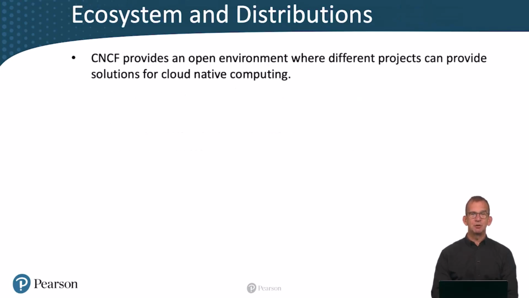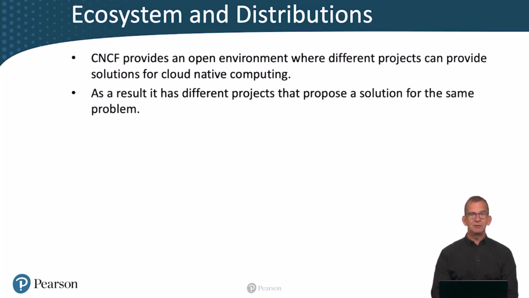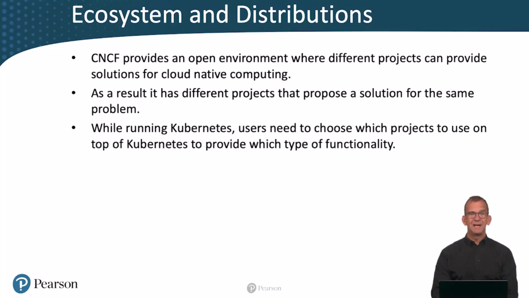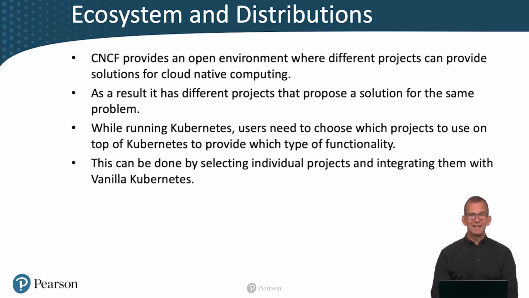Now, CNCF provides an open environment where different projects can provide solutions for cloud-native computing. It's a healthy ecosystem, and as such, the result is that different projects exist that propose a solution for the same problem. So sometimes there are multiple alternatives and you need to choose. And that's what's going on where you are running Kubernetes. Users need to choose which projects or solutions to use on top of Kubernetes to provide specific functionality. And that can be done by selecting individual projects and integrating them with vanilla Kubernetes. Vanilla Kubernetes is how we call the core of the Kubernetes system, without any of these projects integrated.